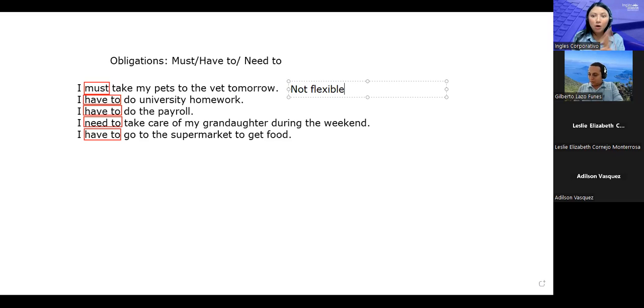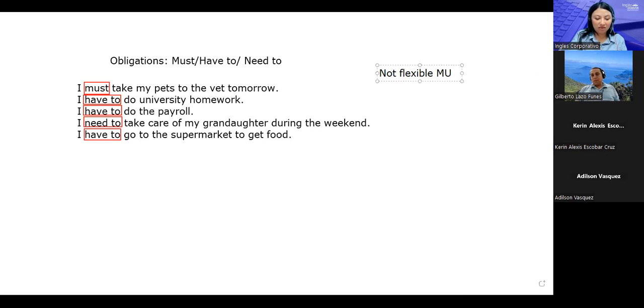Entonces, no es flexible, not flexible. Por eso es que pone must. Si yo pongo en una escala aquel que expresa cero flexibilidad, pongámoslo, not flexible, al inicio estaría must. Este no se puede negociar. Must, no hay flexibilidad. Ya si digo have to, bueno, pongamos acá need to.